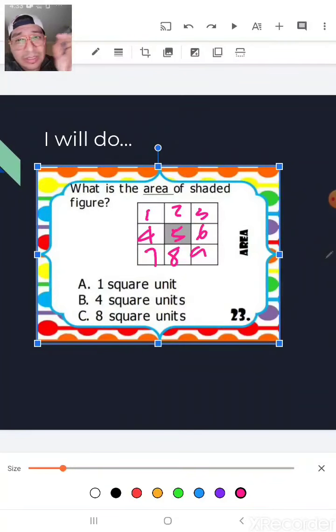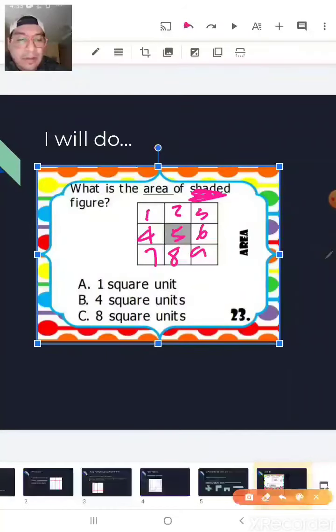But since I don't want just the whole shape, I only want to know what's the shaded part here, then that's all I focus on, right? So I will focus on that, I'm only focusing on the shaded area. So my shaded area includes just this particular one here. That's just 1, so I just count that 1. So my answer should be 1 square unit.